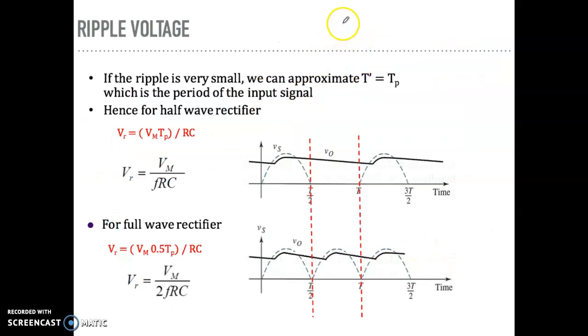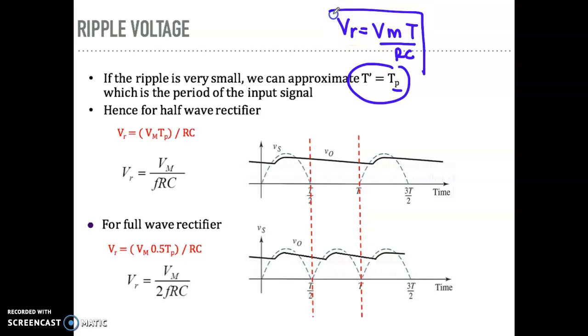Okay, so we can approximate T prime as equal to Tp. So it's almost the same. The T prime is the time to discharge until its lowest value, it will be almost the same as Tp. So you can denote Vm T over RC. So this is the formula. Okay. So how can you change this to frequency? You know F equals 1 over T, right? So your VR equals Vm over FRC.